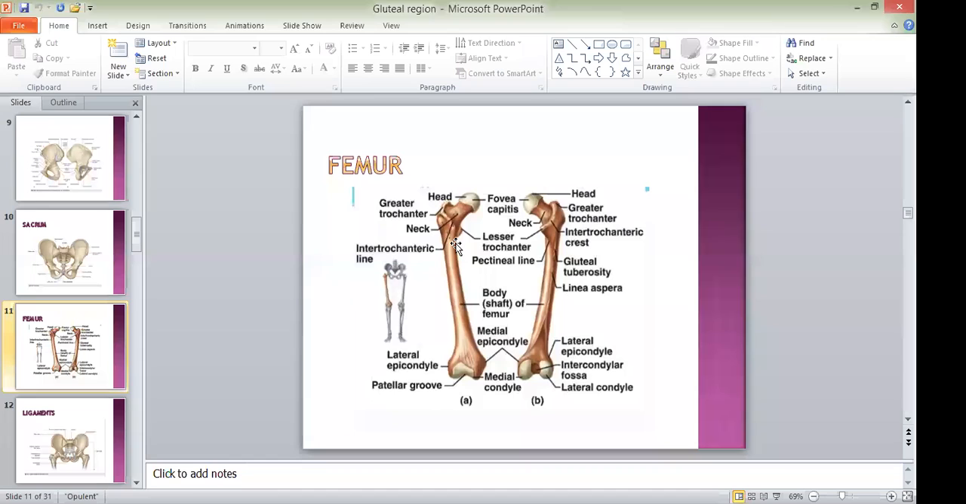Now here we are concerned with the head of the femur. Femur can be further elaborated into head of the femur, neck of the femur, greater trochanter, lesser trochanter, anterior trochanteric crest. That is the gluteal tuberosity. This gluteal tuberosity is important because multiple muscles of the gluteal region are inserted here. Most commonly, the gluteus maximus muscle is inserted here in the gluteal tuberosity. That is the linea aspera. That is the lateral epicondyle. This is the medial epicondyle, and this is the lateral condyle, and this one is the medial condyle. Clear?